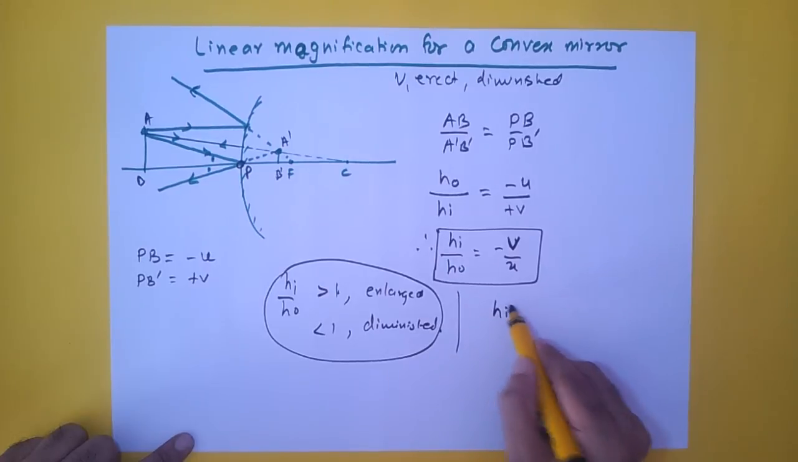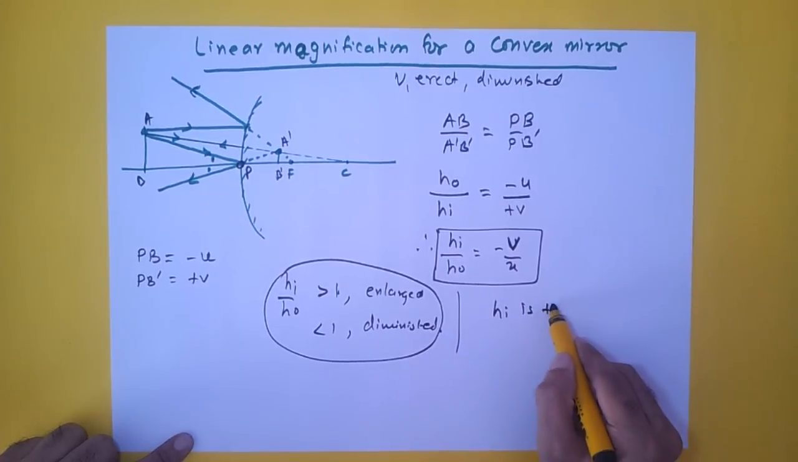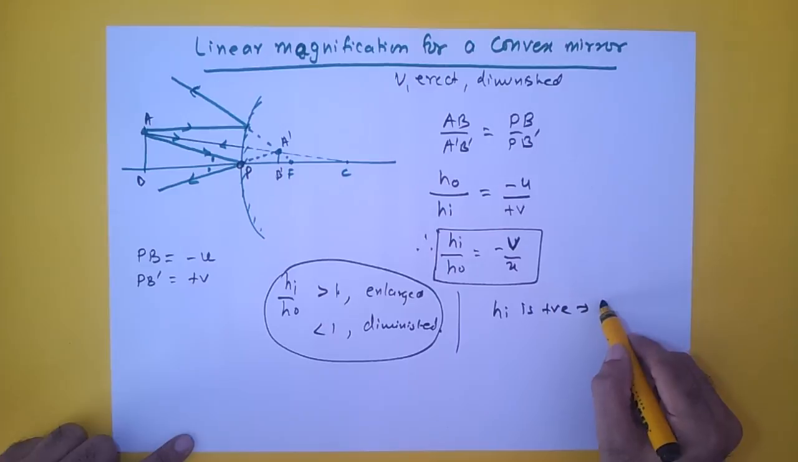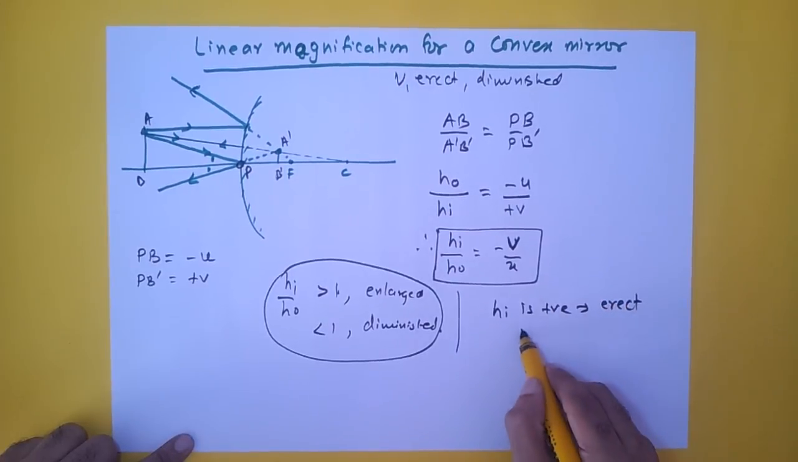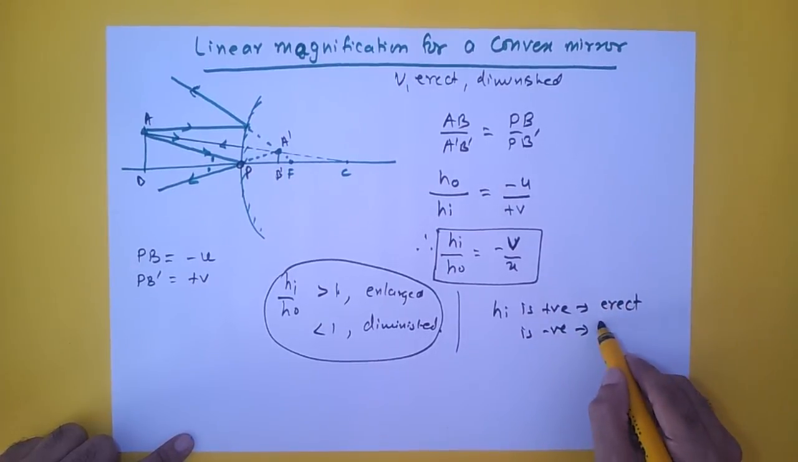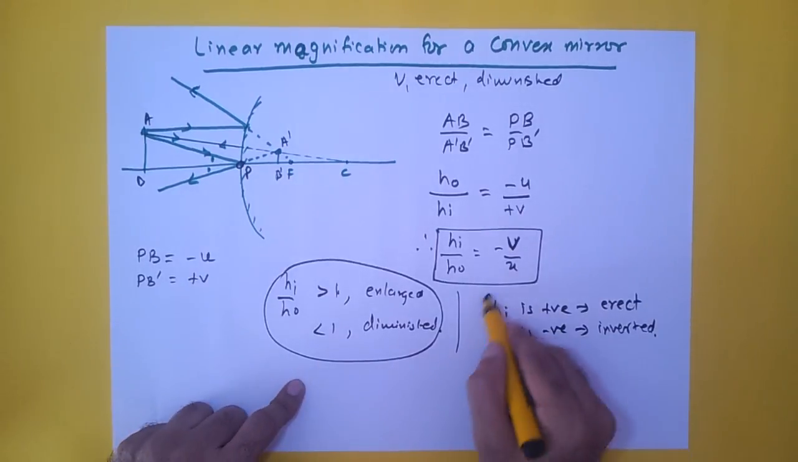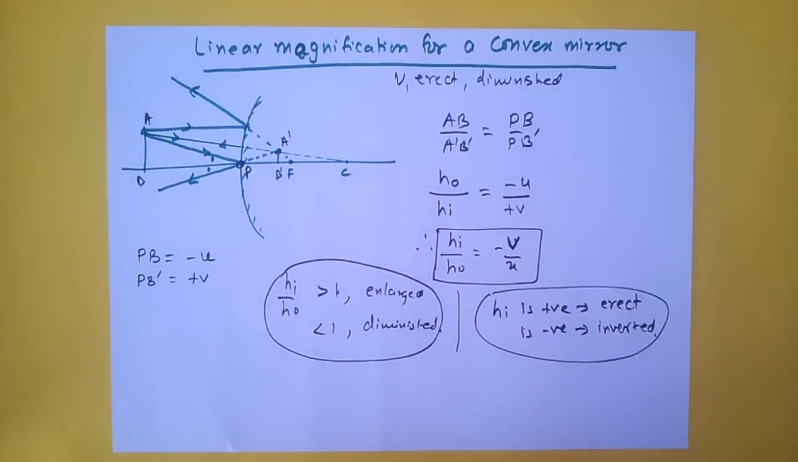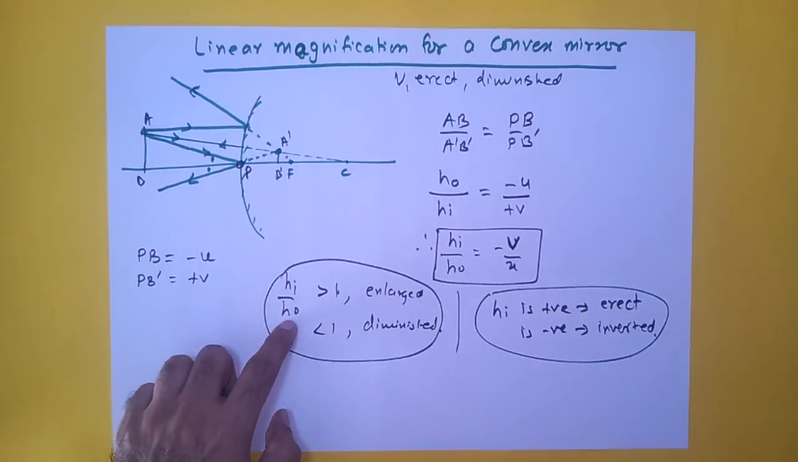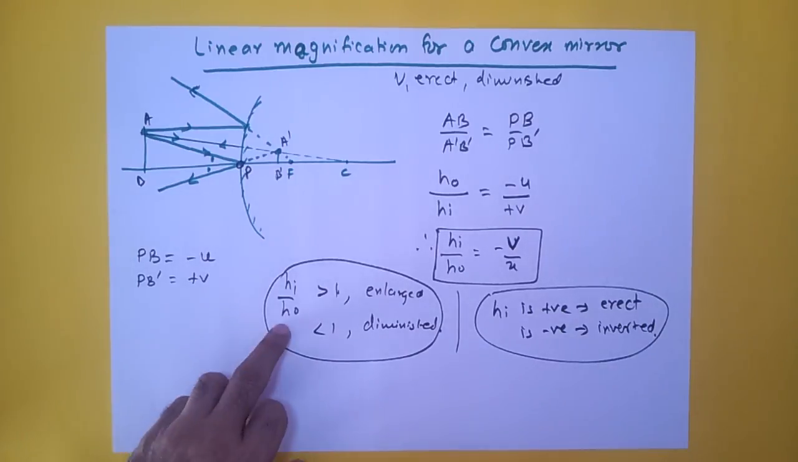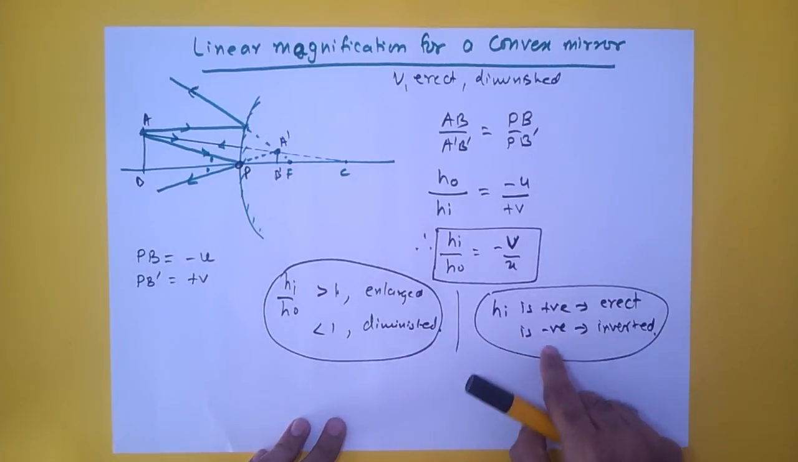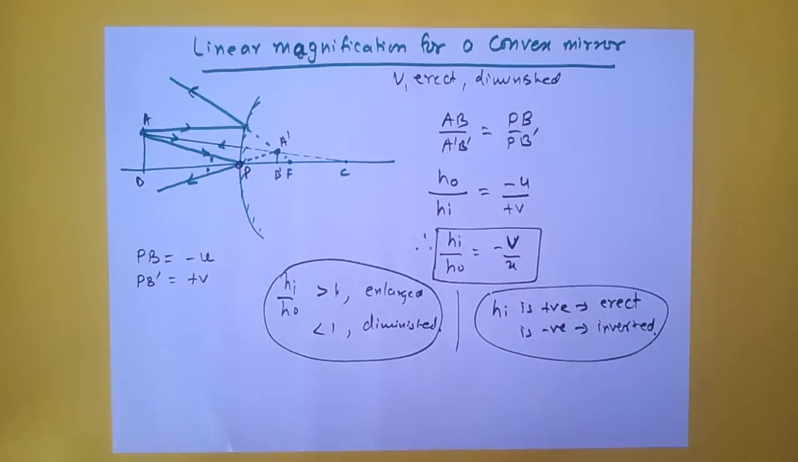Now if Hi is positive, that means the image is erect, and if Hi is negative, that means the image is inverted. So these are two things that we must keep in mind and not get confused between. The ratio will give us the size of the image with reference to the size of the object, whereas the individual's positive or negative sign will just tell us whether the image is erect or inverted, that is whether the image is above the principal axis or below the principal axis.